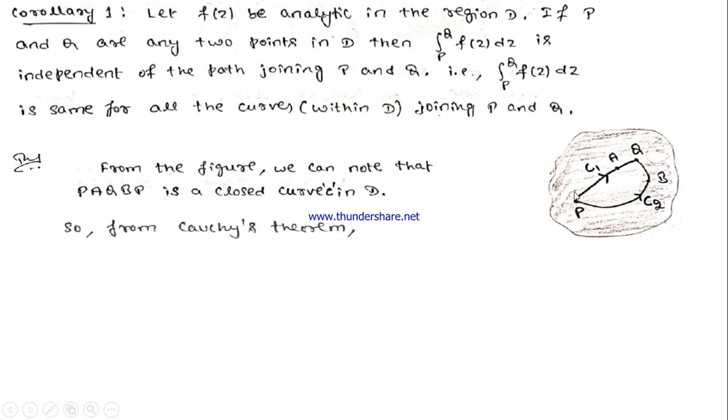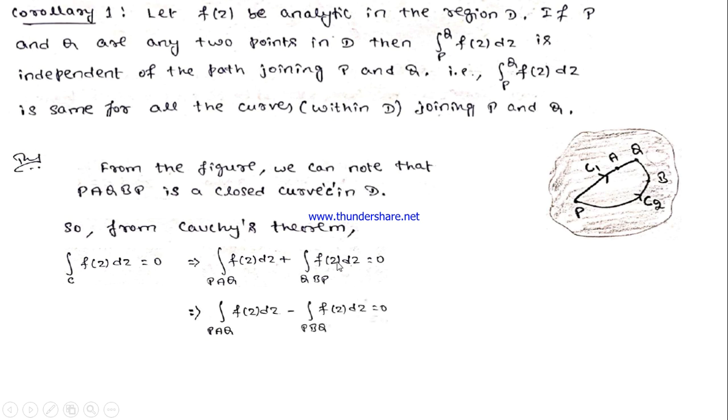If that is the case, by Cauchy's theorem, the value of this integral should be what? 0. But C represents what? C can be written as integration from PAQ plus integration from QBP. And we know that integration from QBP is the negative of integration from PBQ. So as a result, this integration reduces to this form. And PBQ represents C2 and PAQ represents C1. Taking this to the right hand side, we have integration of f of z over the curve C1 is the same as integration of f of z over the curve C2.